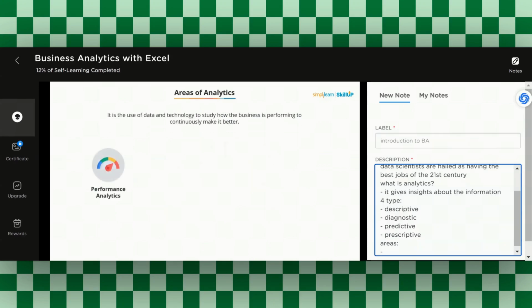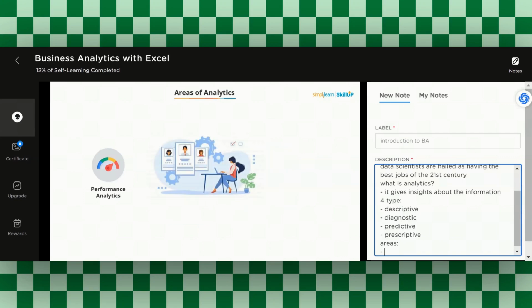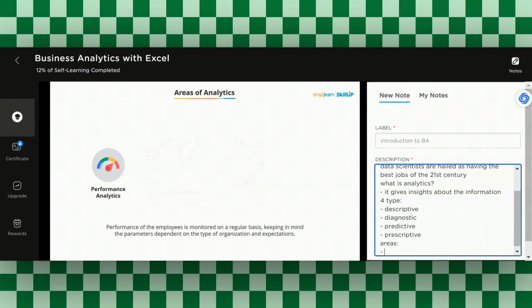Performance analytics is the practice of using data and technology to study how our business is performing to continuously make it better, like managing daily operations, planning strategies, and budgeting for business, meeting service level agreements, and pinpointing areas of improvement. For example, here in resource management, the performance of the employees is monitored on a regular basis, keeping in mind the parameters dependent on the type of organization and expectations.